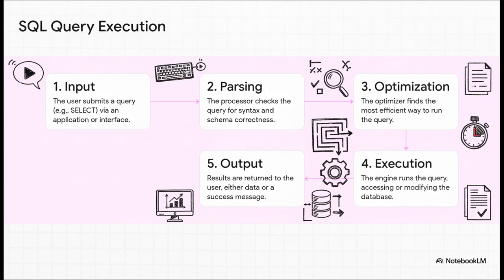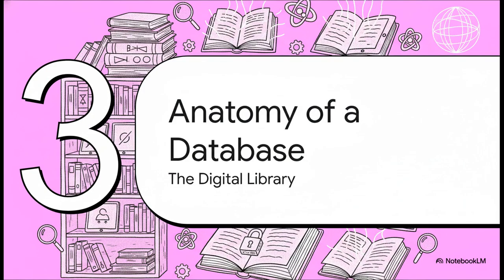Next, the database has to parse it. It's basically checking your grammar, making sure the request even makes sense. The third step, and this is where the real genius is, optimization. The database figures out the absolute fastest, most efficient way to get you your information. Then, step 4, execution. It actually runs that plan and grabs the data. And finally, number 5, the output. You get your answer.